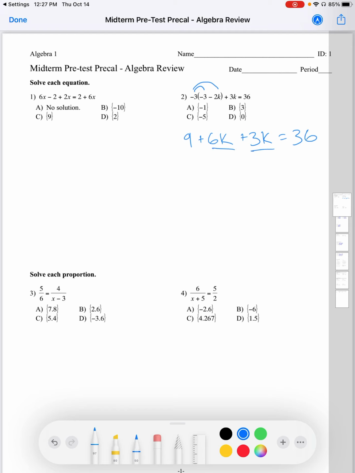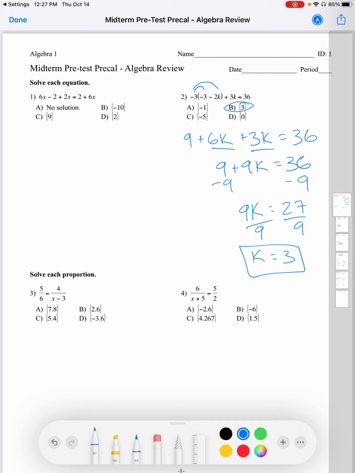These are like terms on the same side, so they can be combined. Opposites, subtract 9. Divide by 9, because we're multiplying 9k. K is 3.